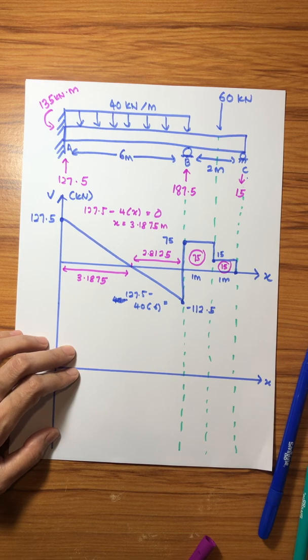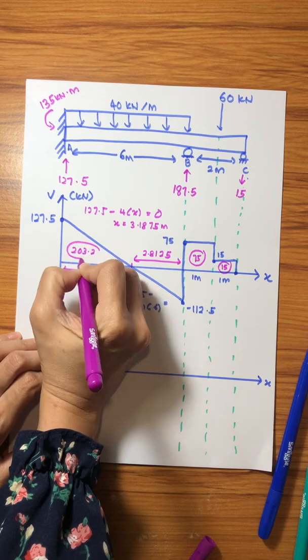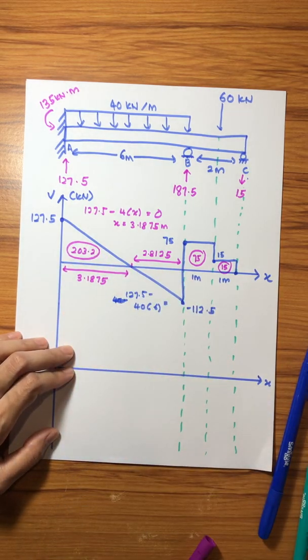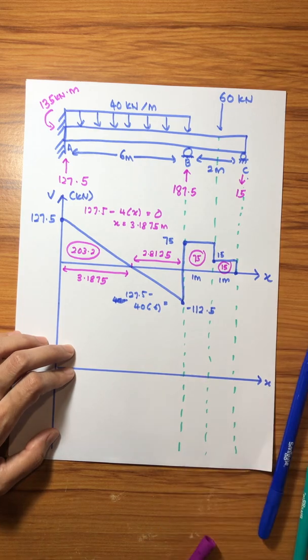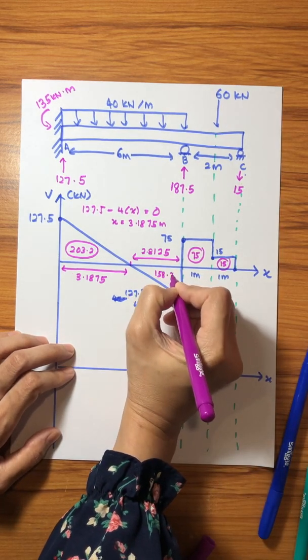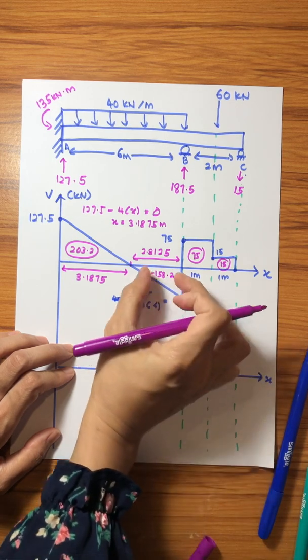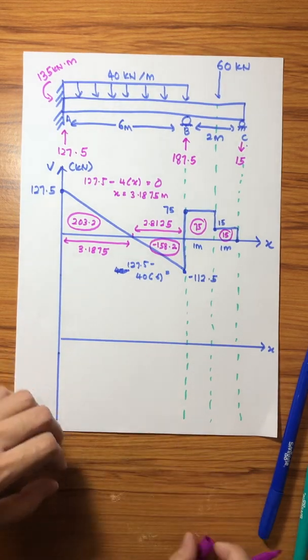Okay, calculate this area: 127.5 multiplied by 3.1875 divided by 2, you have 203.2. And you calculate this area: 2.8125 multiplied by this length, which is 112.5, then divide by 2, 158.2. Minus, because this area is a negative section. Okay, then you can proceed with your moment diagram.